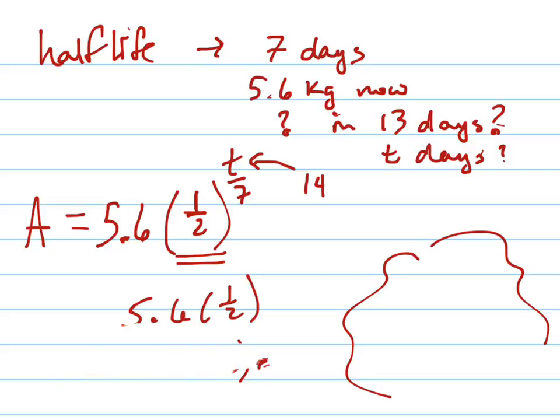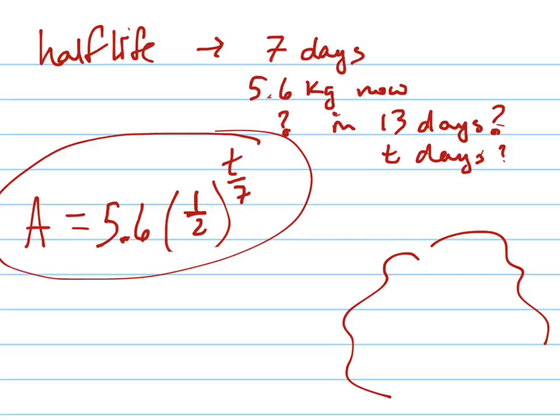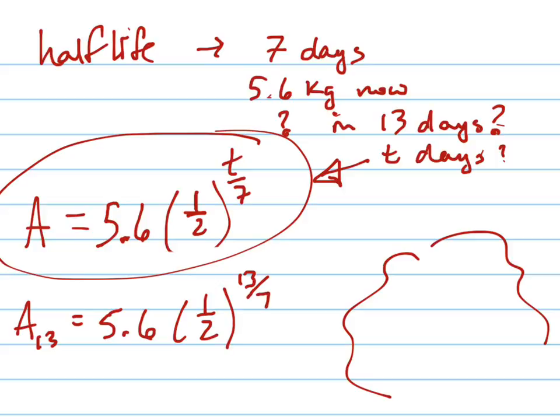And so the problem is, it's not always pretty numbers, pretty multiples of 7 that you're dealing with. So when you have this formula here, it doesn't matter what number you plug in there. The formula is going to do the trick for you. So that's the T days answer that they're looking for, and then the amount after 13 days is going to be equal to 5.6 times 1/2 to the 13 over 7.